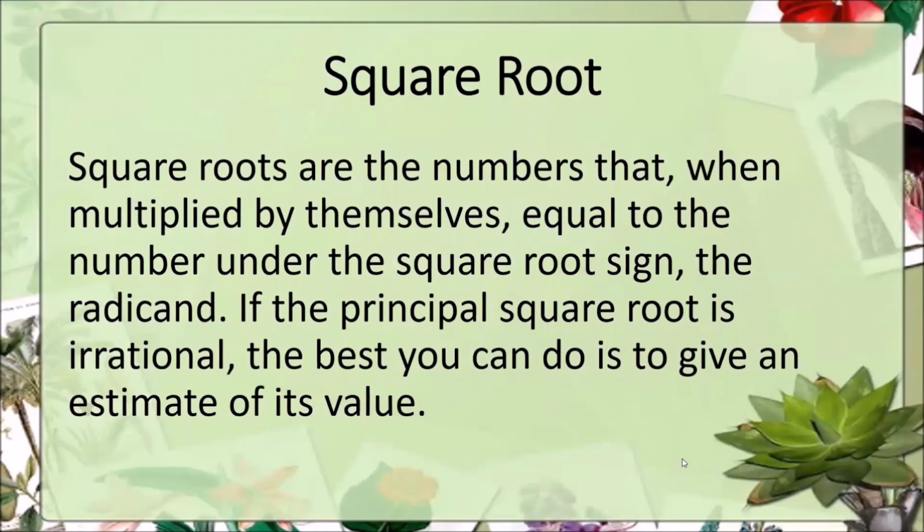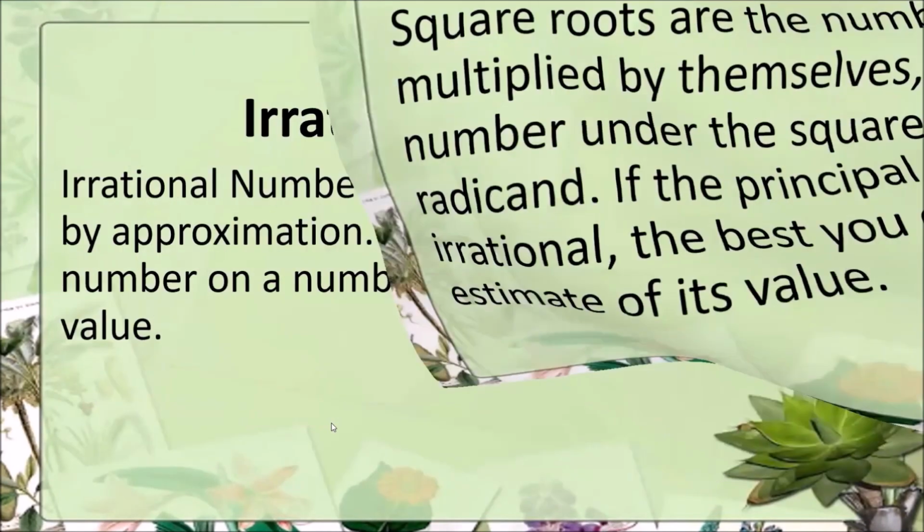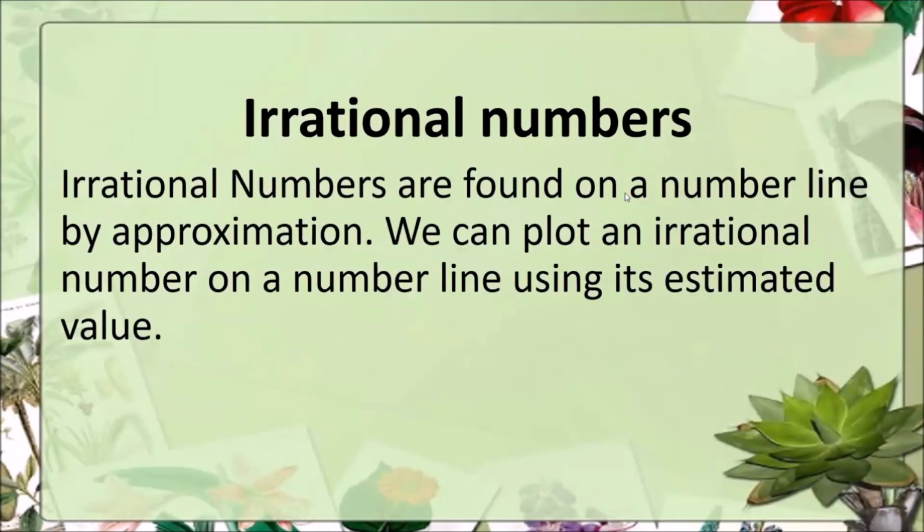Now, square roots are the numbers that when multiplied by themselves equal the number under the square root sign, the radicand. So if the principal square root is irrational, the best you can do is to give an estimate of its value. And irrational numbers are found on a number line by approximation. And we can plot an irrational number on a number line using its estimated value.